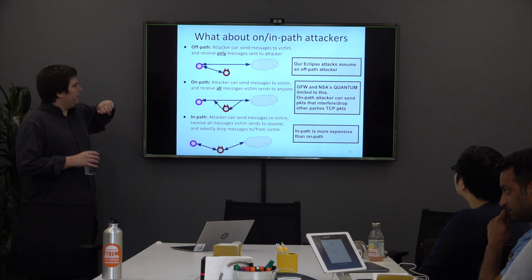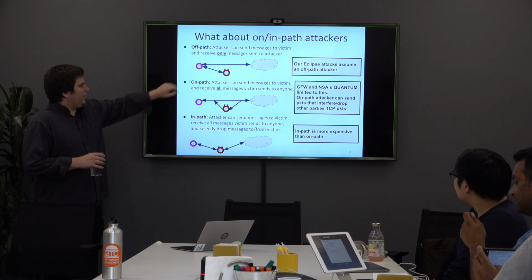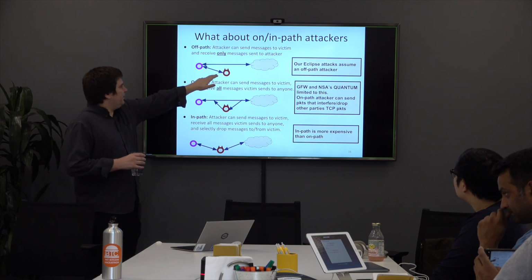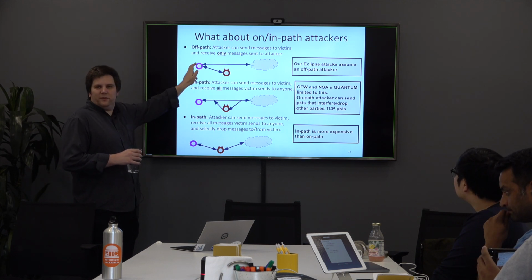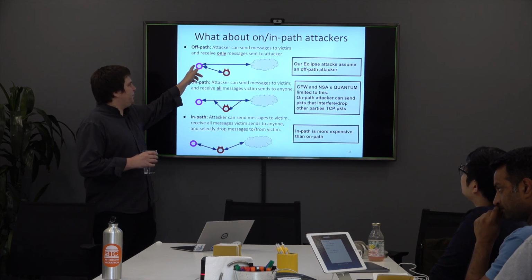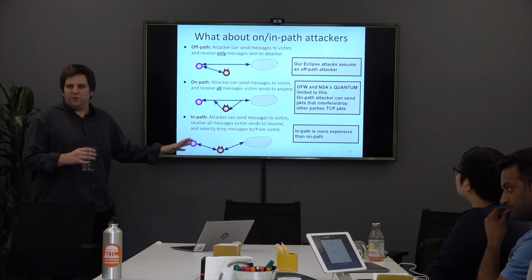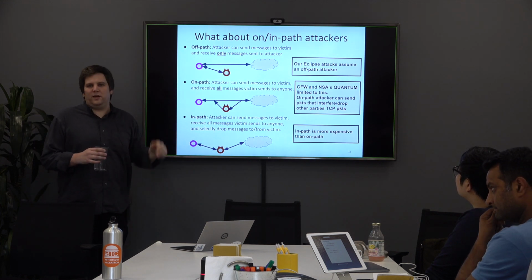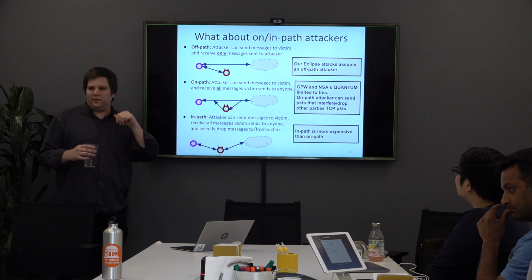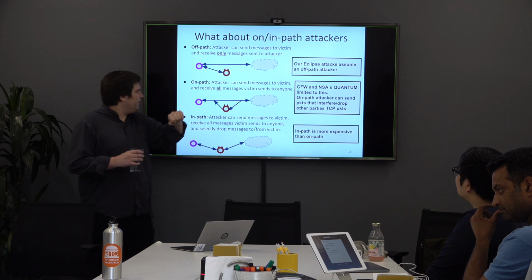Everything we've been talking about is an off-path attack so far. So the attacker can send messages to the victim, and the victim can send messages to the attacker. But the attacker can't prevent the victim from talking to anyone. It can manipulate the peer-to-peer network, but if the victim wants to talk to IP address X, the victim can send a packet to IP address X. And so we're assuming an off-path attacker.